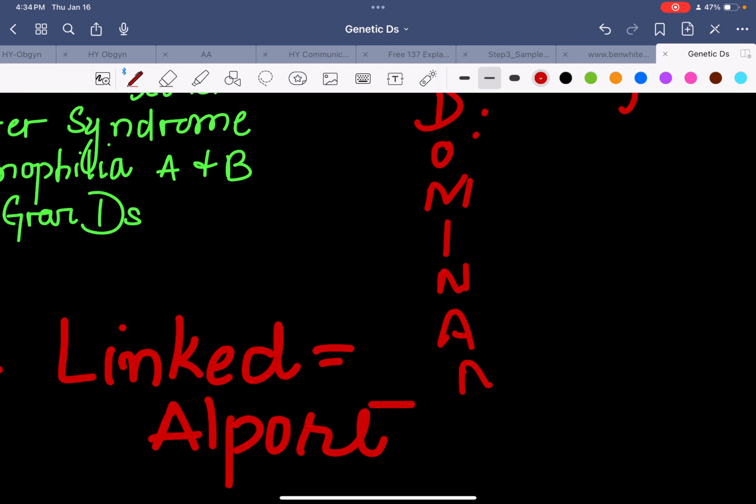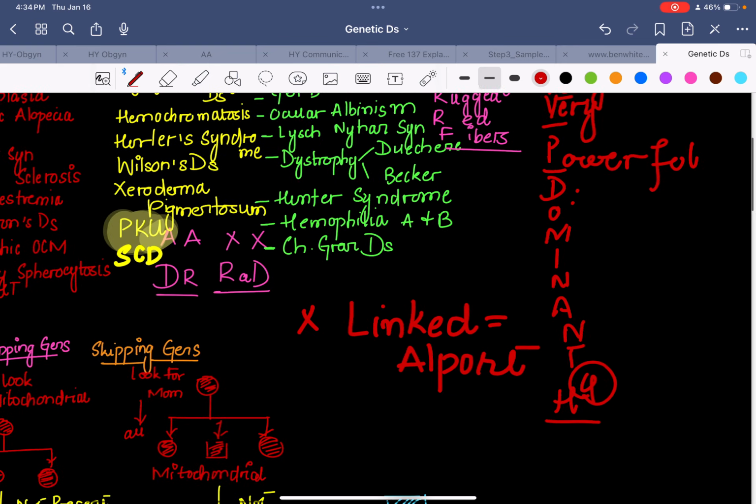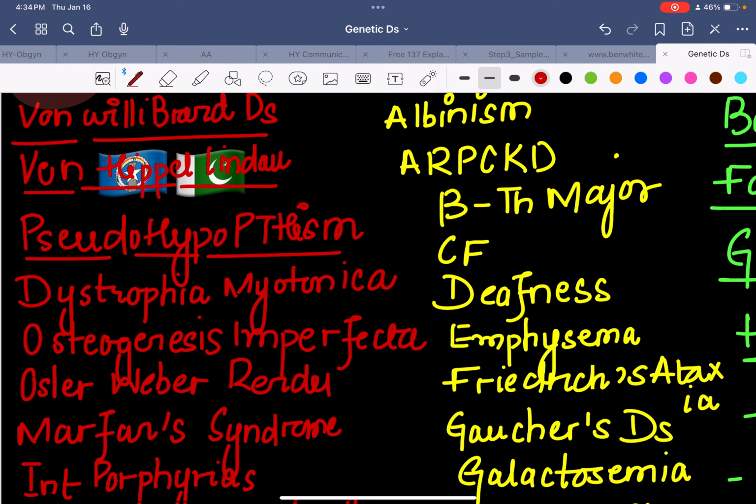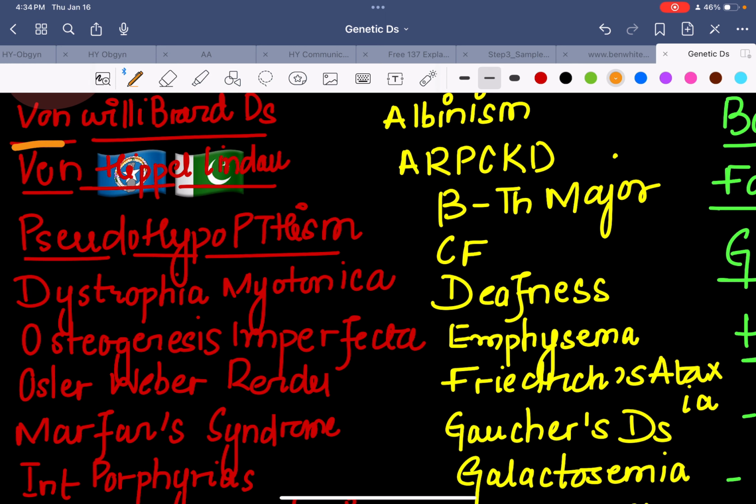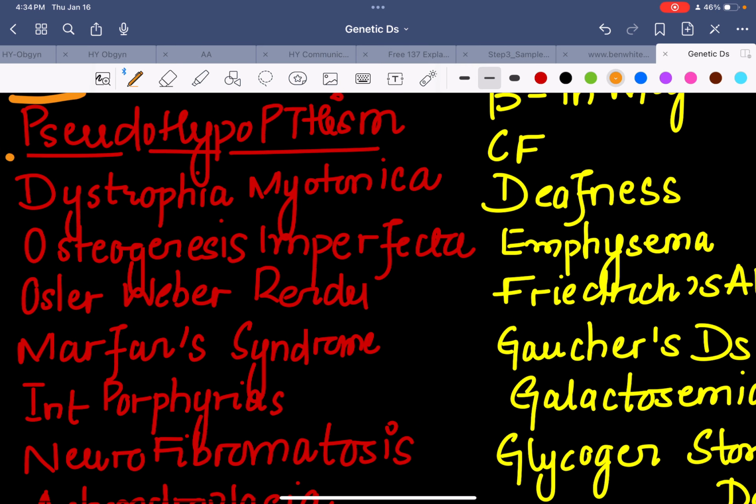And then we have humans, right? For the humans, we will just use the H, and we will see that H will be raised to the power of 4. We will have different diseases with H. So okay, let's go through this. Very powerful dominant human. So V for von Willebrand's for very, V for von Hippel-Lindau for very. Then powerful, dominant. P for powerful with pseudo hypoparathyroidism with P, and then dominant.